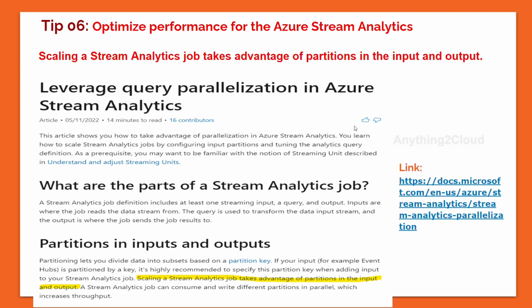Next step is how we can optimize the performance of Azure Stream Analytics. Scaling a Stream Analytics job takes advantage of partitions in the input and output. So having partitions for both the input and output is going to increase the performance. This is mainly for leveraging query parallelism in Azure Stream Analytics.